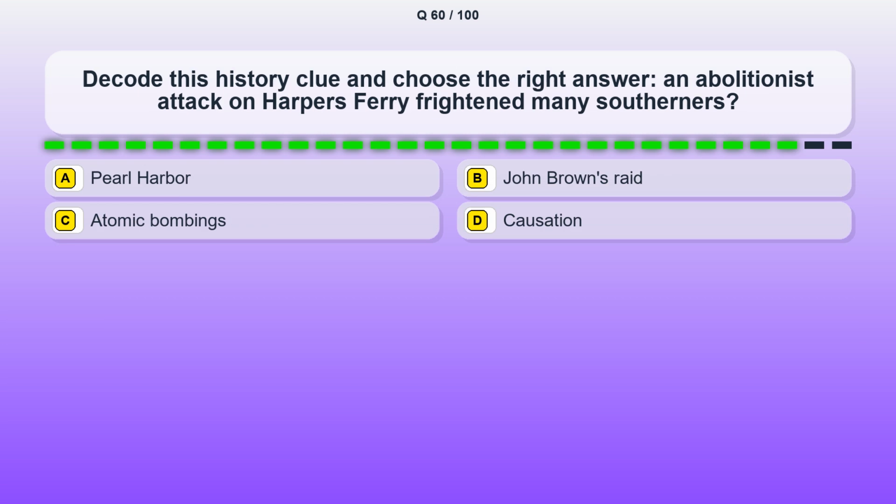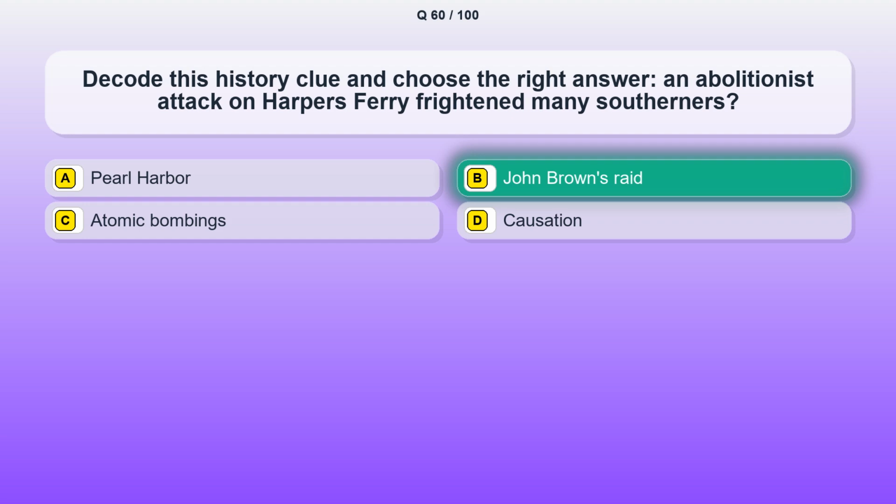Question 60. Decode this history clue and choose the right answer. An abolitionist attack on Harper's Ferry frightened many Southerners. Option A, Pearl Harbor. Option B, John Brown's raid. Option C, Atomic bombings. Option D, Causation.